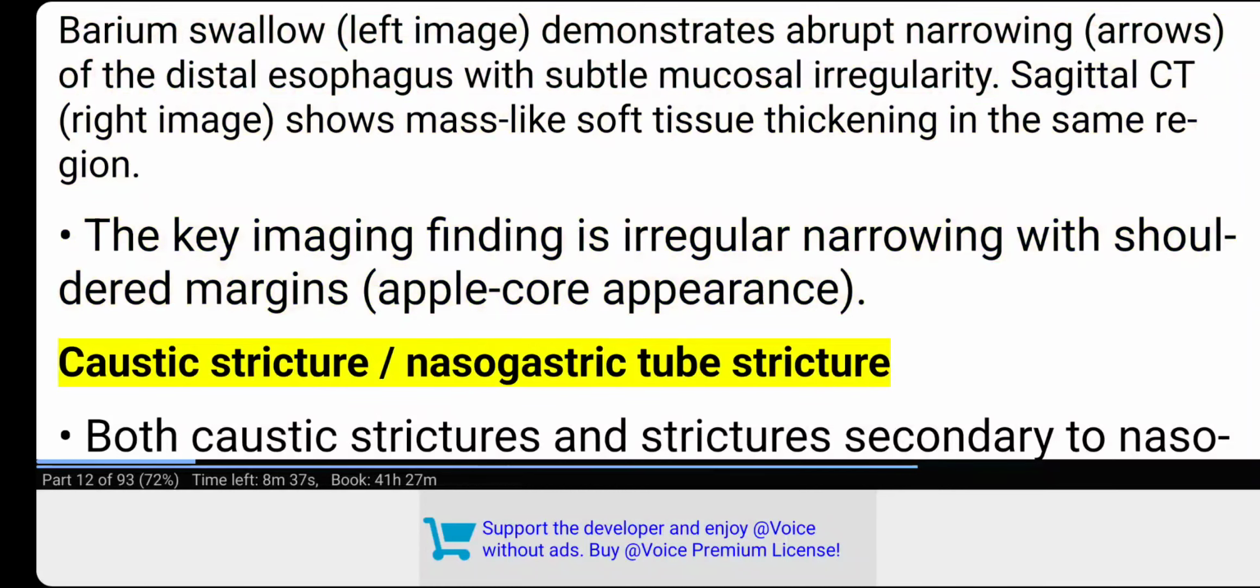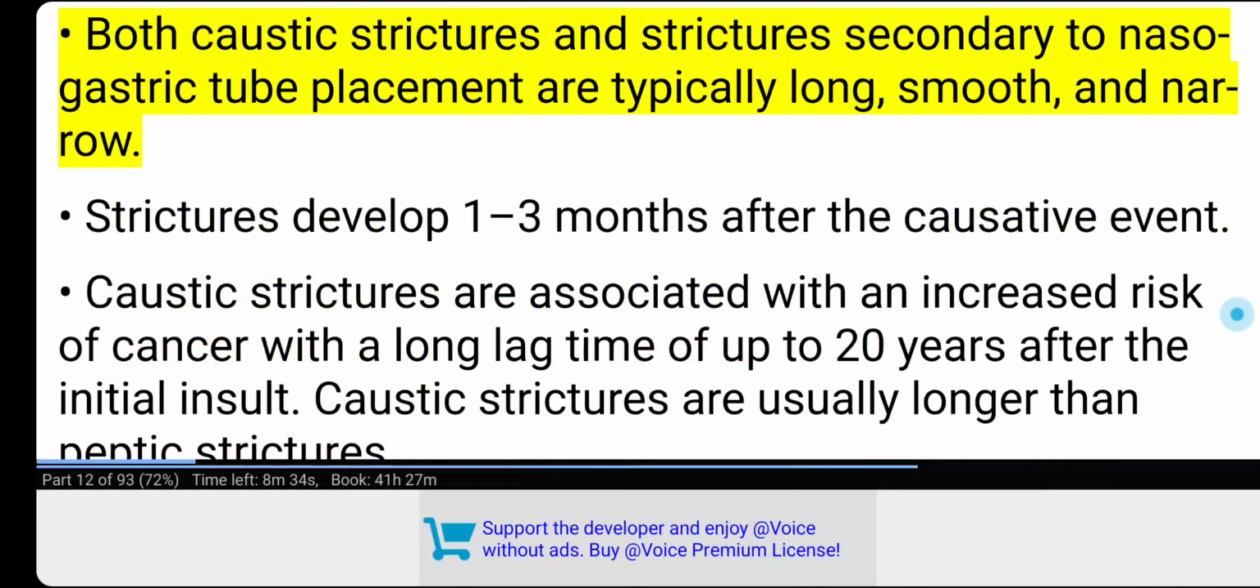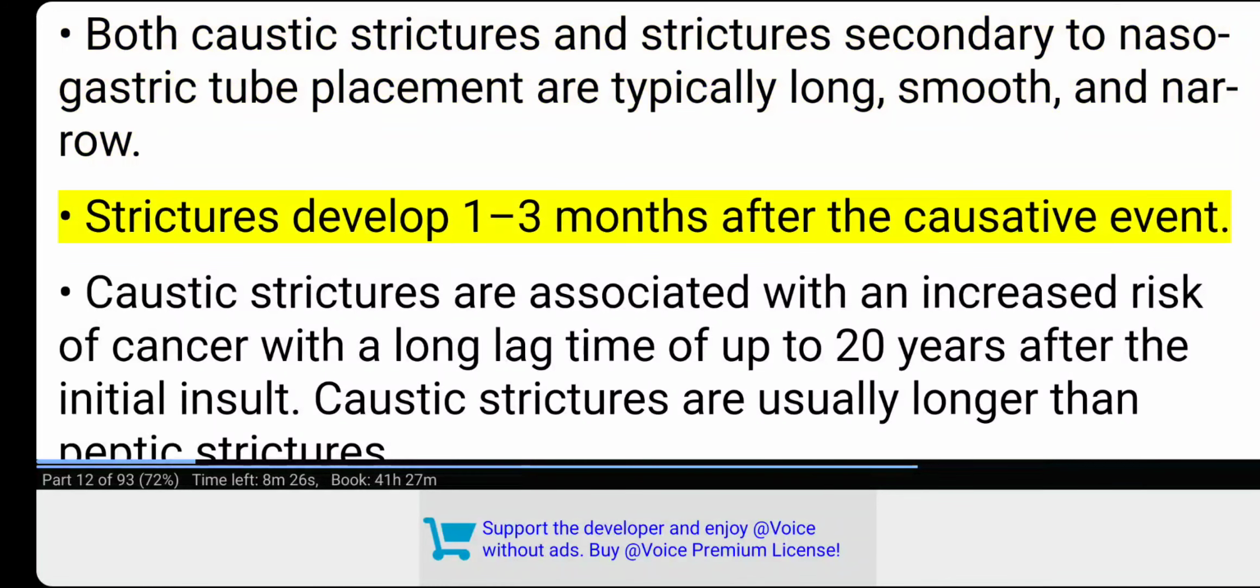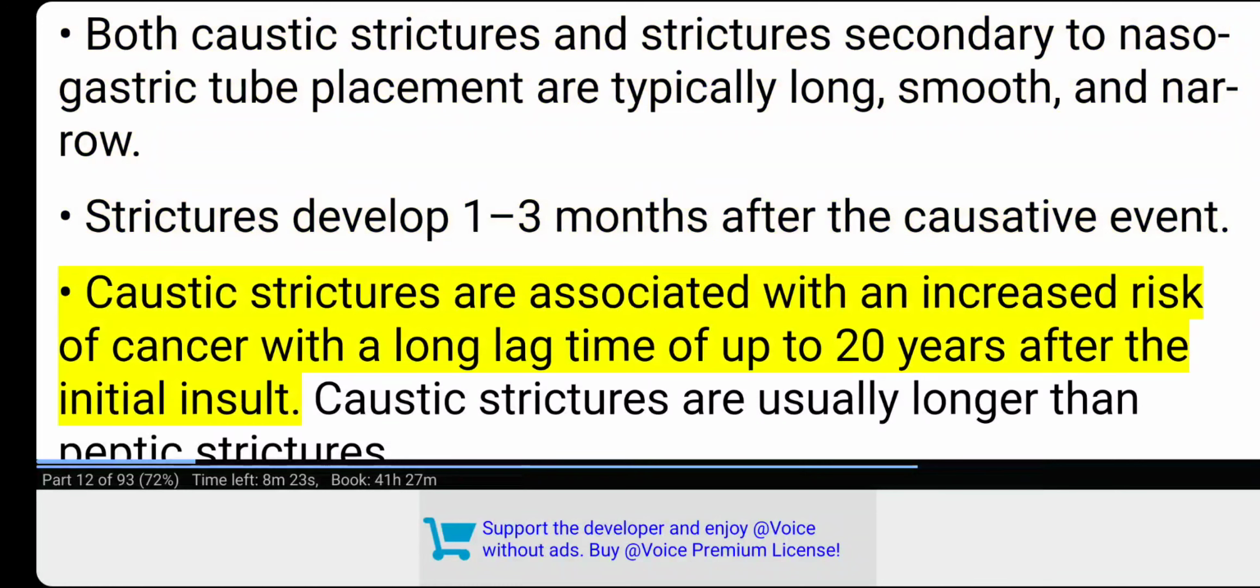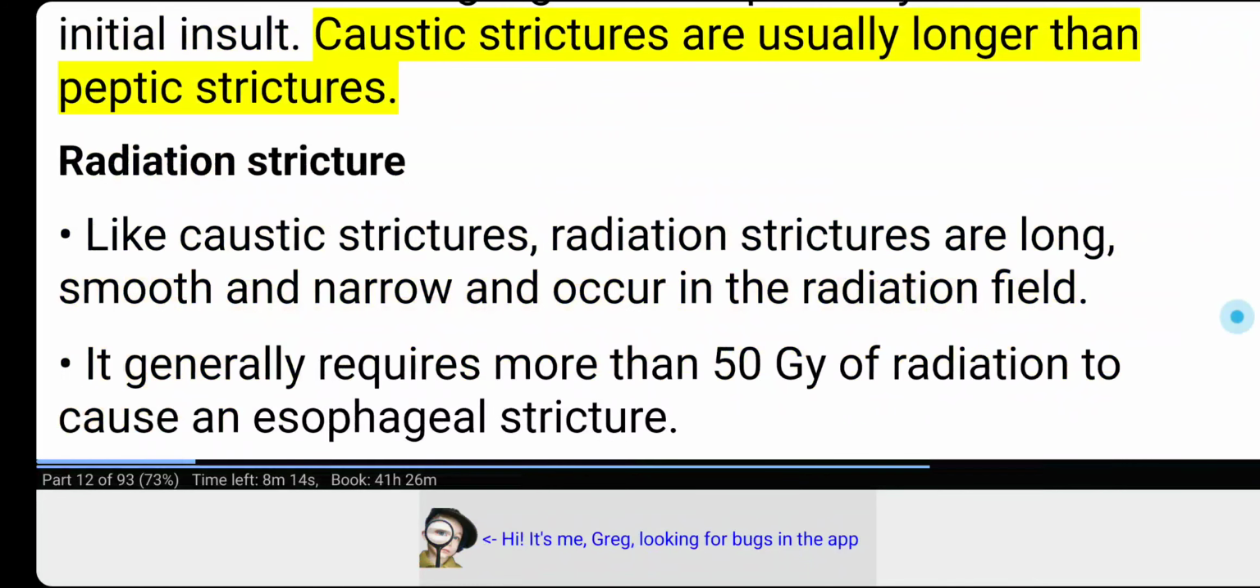Caustic stricture, nasogastric tube stricture. Both caustic strictures and strictures secondary to nasogastric tube placement are typically long, smooth, and narrow. Strictures develop 1 to 3 months after the causative event. Caustic strictures are associated with an increased risk of cancer with a long lag time of up to 20 years after the initial insult. Caustic strictures are usually longer than peptic strictures.